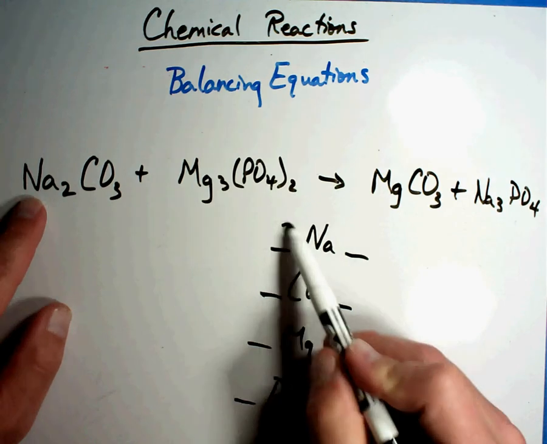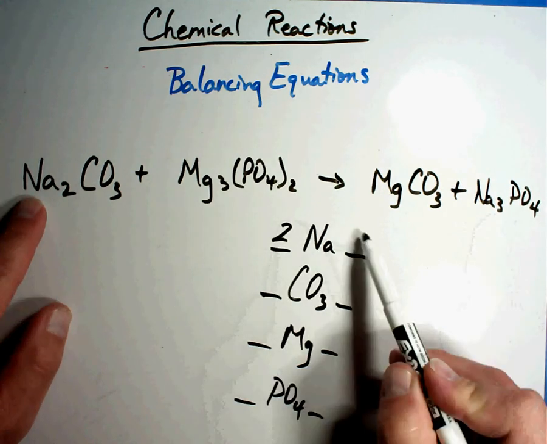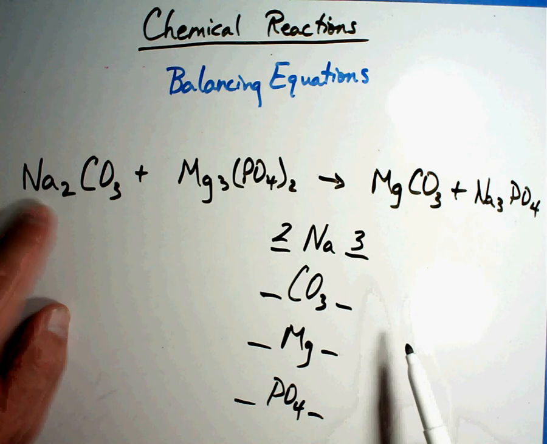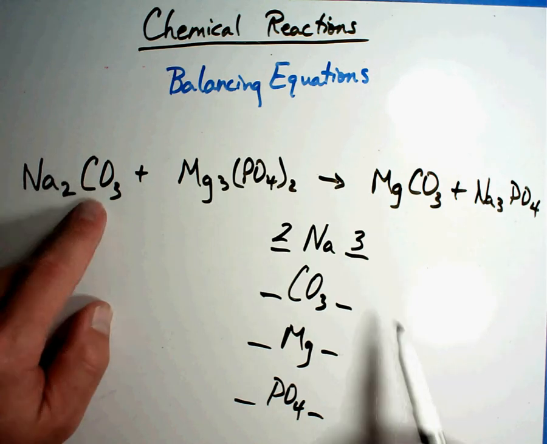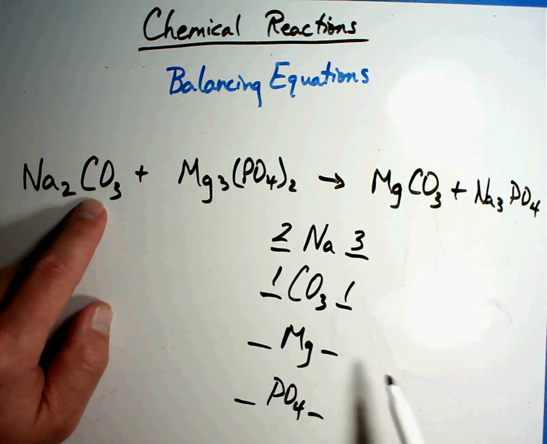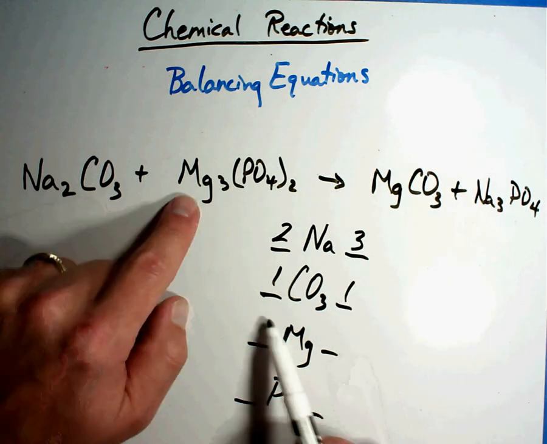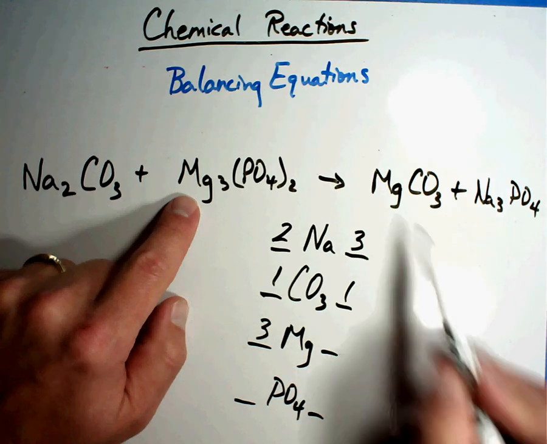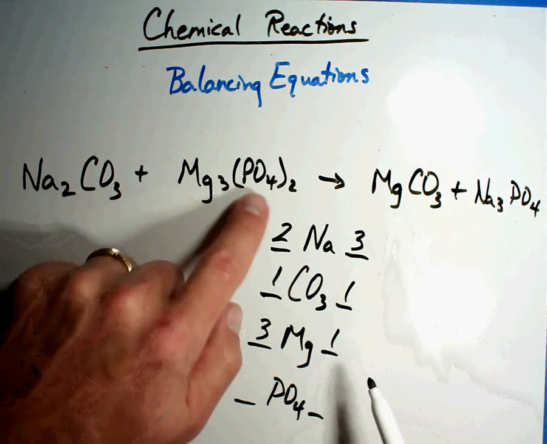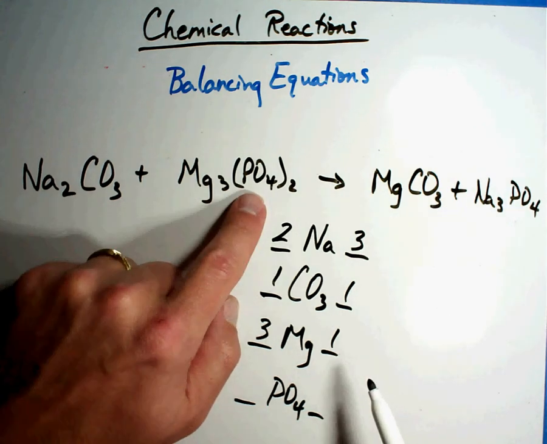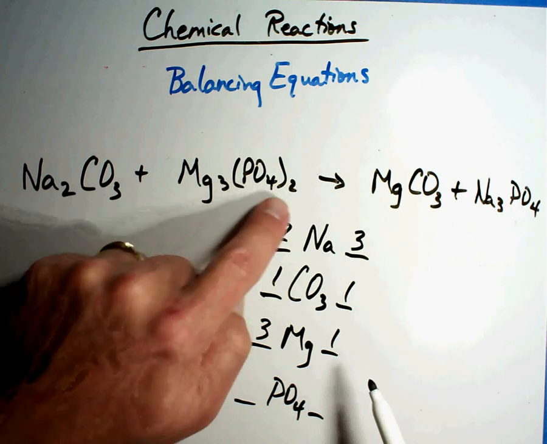NAs, I see 2 there and 3 there. CO3s, we're counting that group. There's one group of that there, and there's one group of it there. That works good. 3 MGs and 1 MG. PO4 groups, parentheses with a 2. That looks like math class.